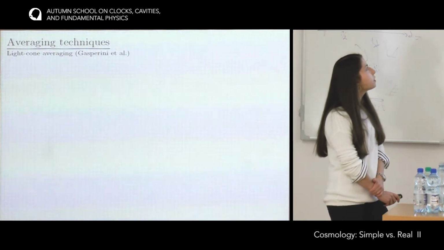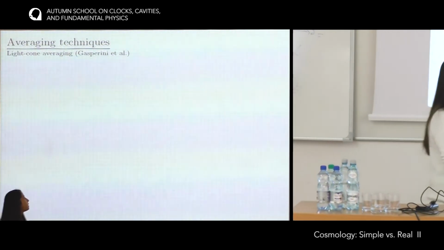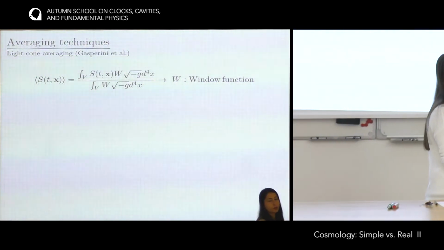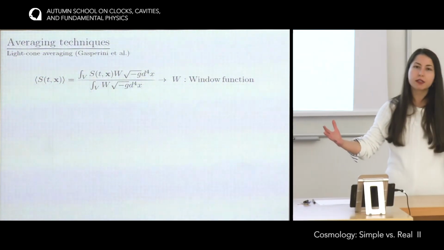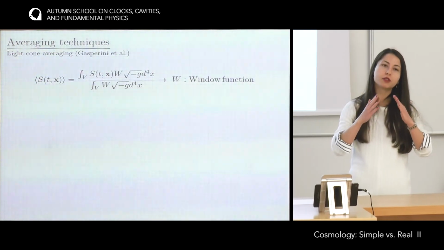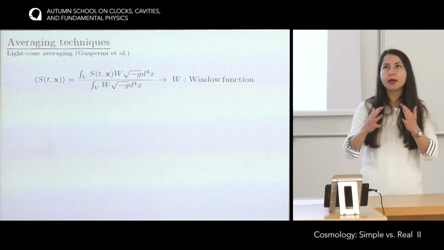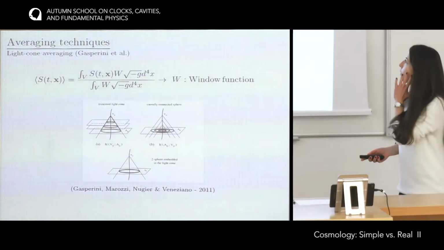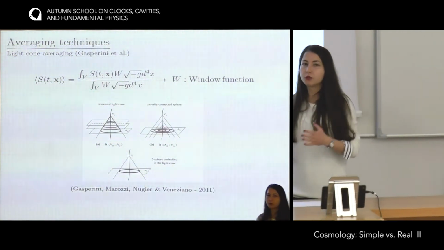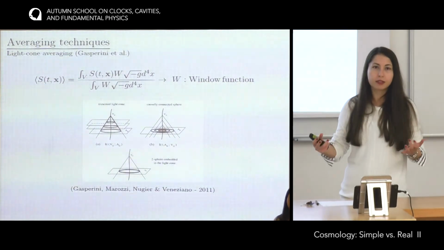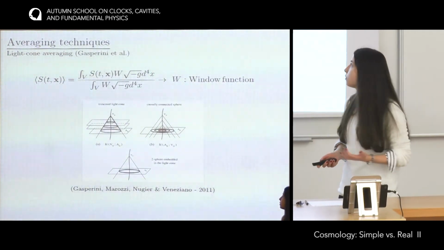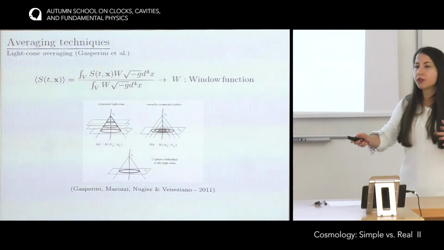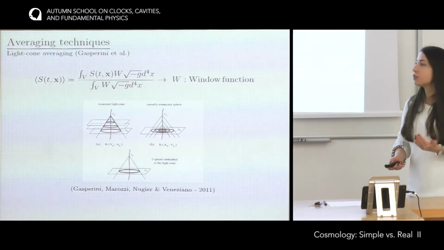Okay, the other approach is the light cone averaging of Gasperini's team. So here they introduce a window function. Let's say you have the generic space-time. By introducing a window function, you can select in which domain you will do the averaging. So here you can have a truncated light cone. You look back in time, and this is the most relevant one for the observations, I would say. You can do the averaging on these causally connected spheres, which are embedded on your light cone.